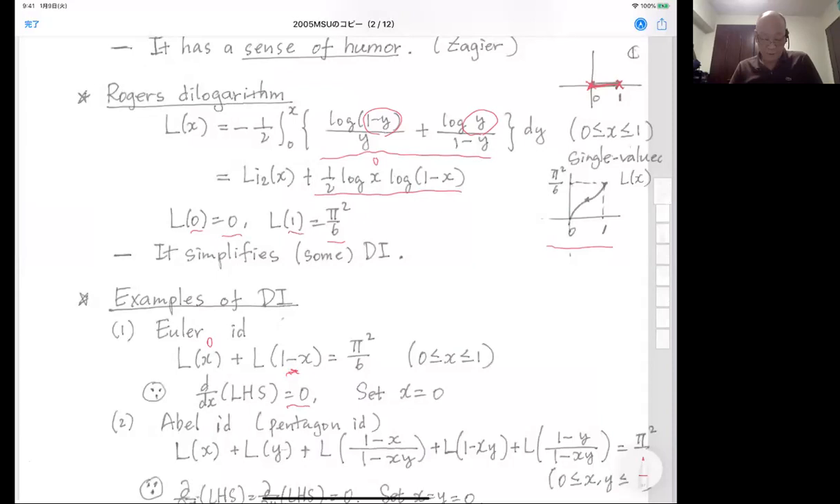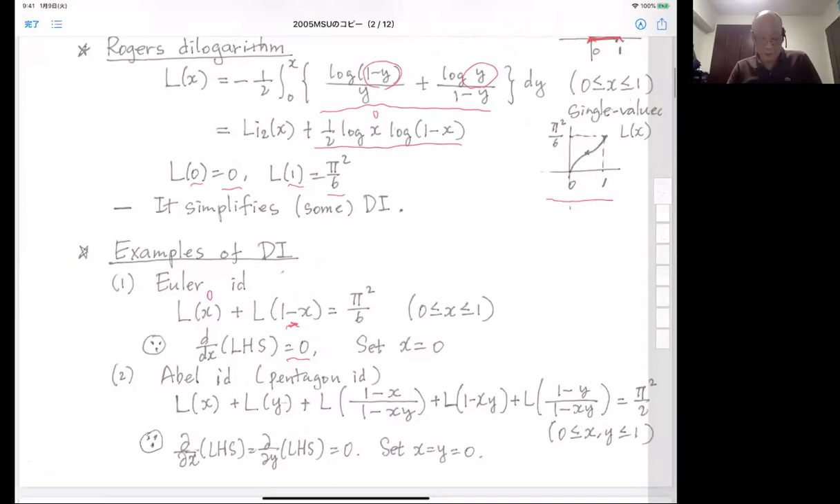Okay, let me continue. And the second one is a little bit more sophisticated identity. It is due to Abel, and it's called the Abel identity, or sometimes the pentagon identity. And it now contains two independent variables, which belong to between zero and one. So let's prove this identity. The same strategy: show that the left-hand side is a constant. You just take the partial derivatives in x and y, and you just plug those things into our integrand here, and it takes three to five minutes depending on how you do it.